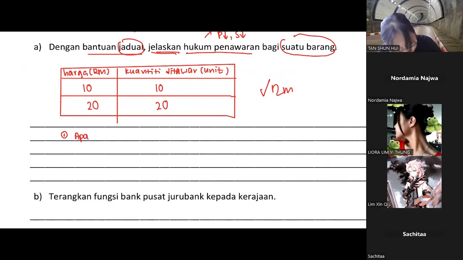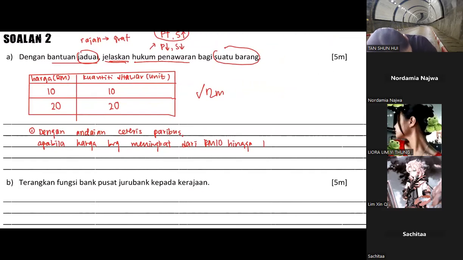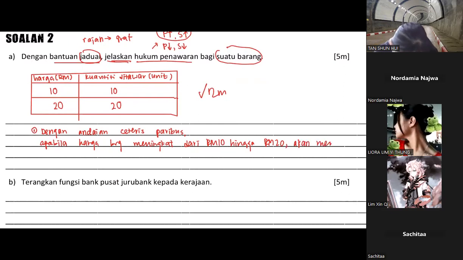So your answer, the first sentence you're going to say. Wait, mention first: dengan andaian ceteris paribus. Okay, so apabila harga barang meningkat, now fit with your table, meningkat from RM 10 hingga RM 20, akan menyebabkan kuantiti ditawar, because penawarannya, meningkat, bertambah.